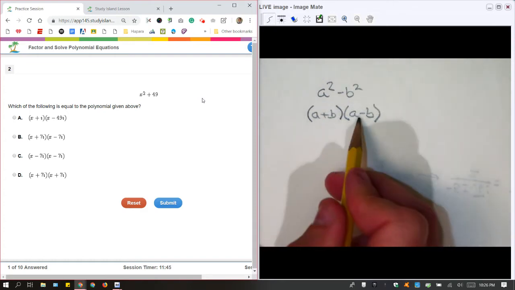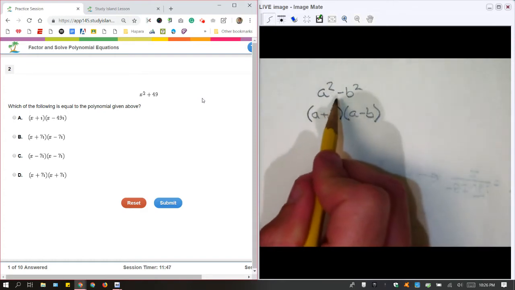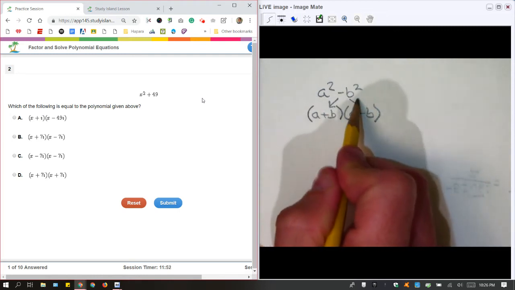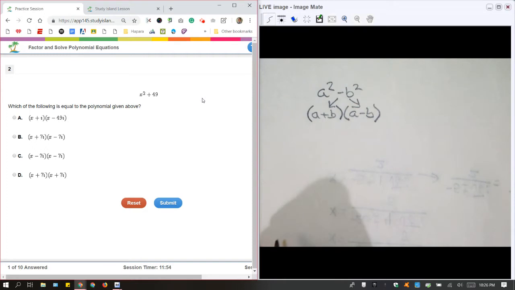So a plus b and a minus b, that's how it works. If you have two squares that you're subtracting, you can break it up into the sum and the difference of the two square roots. Why does that work?